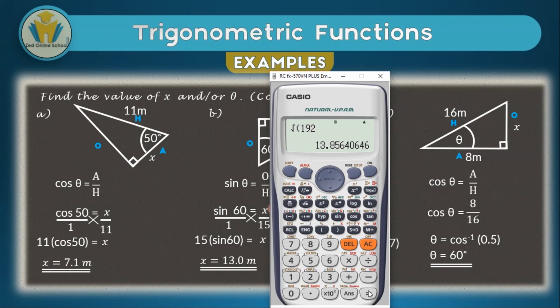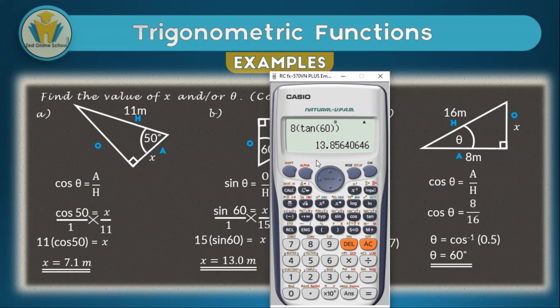As you see, it gives us 13.85640646. For this particular question, we're going to be using the trigonometric function tan theta is equal to opposite over adjacent, so x will be equal to our adjacent 8 multiplied by the value of tan 60. If we hit equals, you can see that our answer is still the same, and we've proved that no matter which method you use, either the Pythagorean theorem or the trigonometric functions, your answer still remains the same.